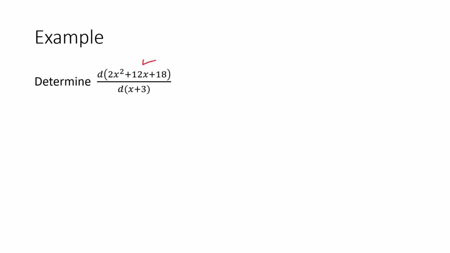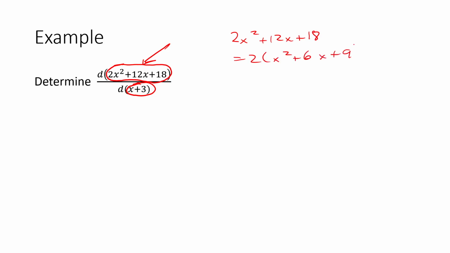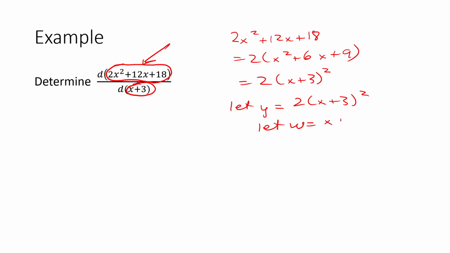Well, by now, you might be getting used to the idea that we like to get this written in terms of this. Okay. So keeping that in mind, I'm going to see if I can simplify the expression 2x squared plus 12x plus 18. Well, that's equal to 2 times x squared plus 6x plus 9. And that's equal to 2 times x plus 3 quantity squared. So what I'm going to do is I'm going to let y equal 2 times x plus 3 quantity squared. And I'm going to let w equal x plus 3.